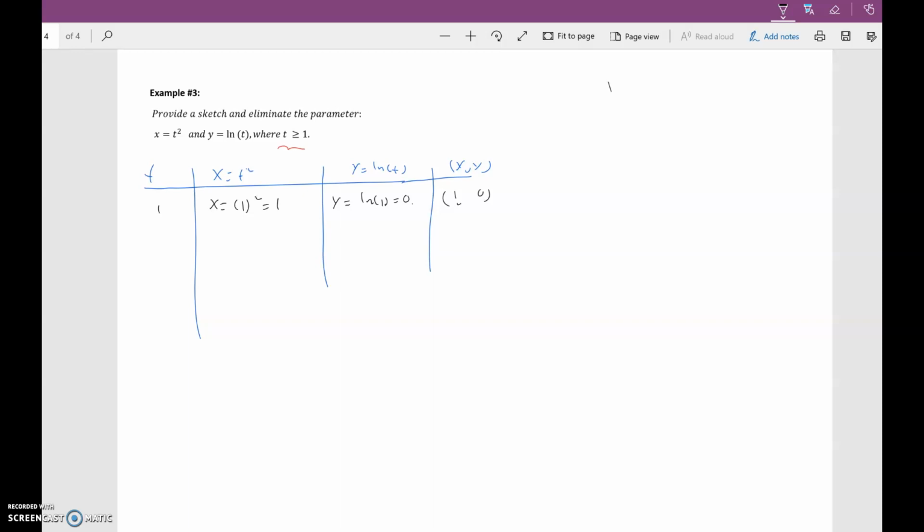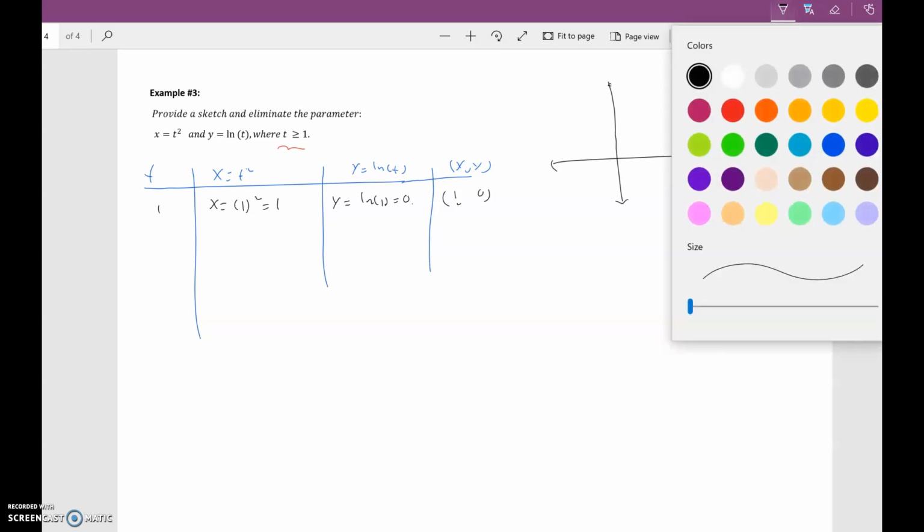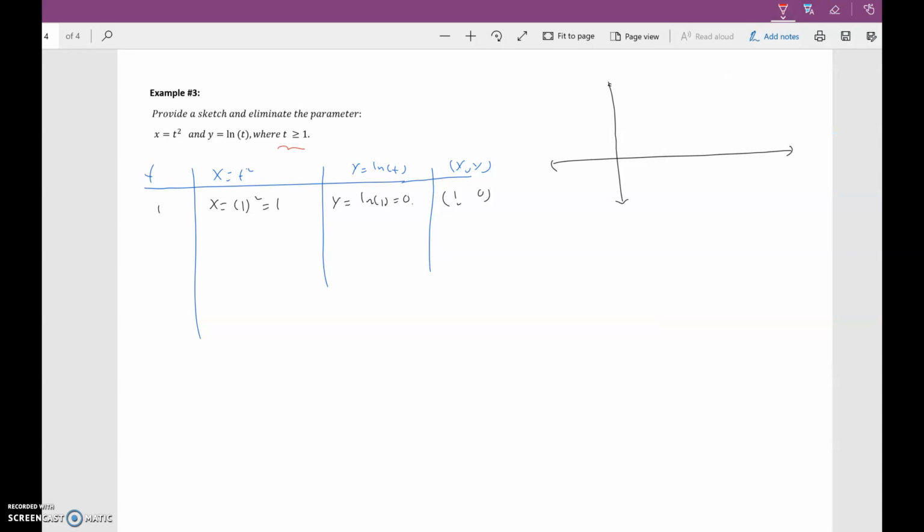And let me do the sketch of this one here. So we're looking at 1, 0, which is technically here. And this is at t is equal to 1.